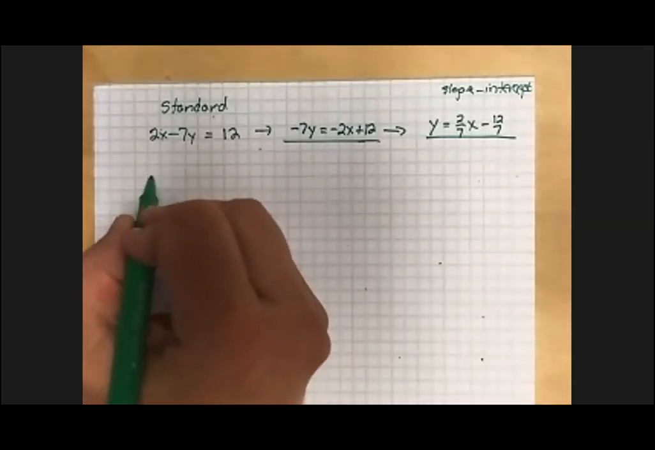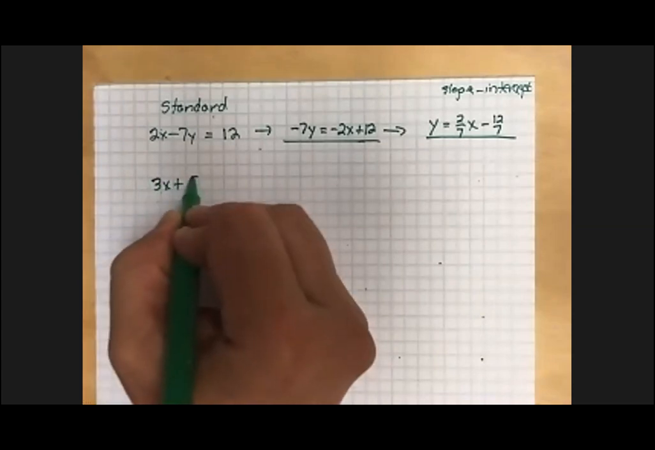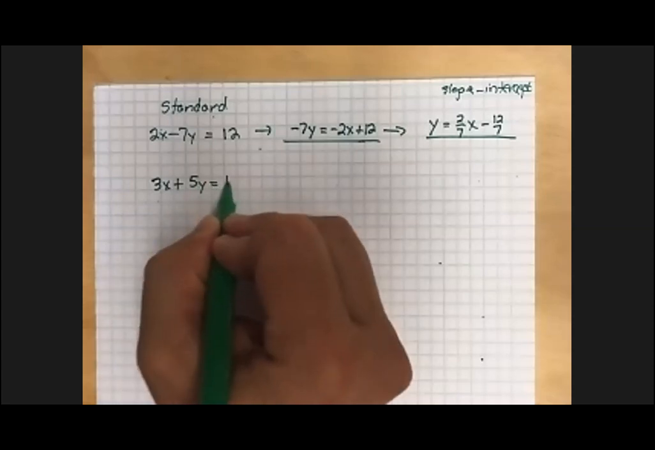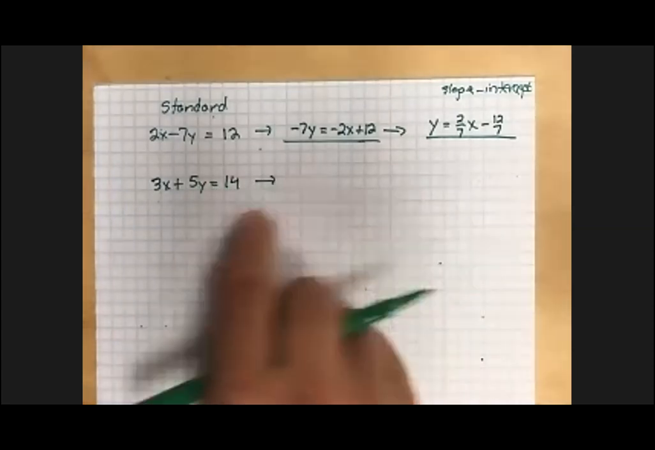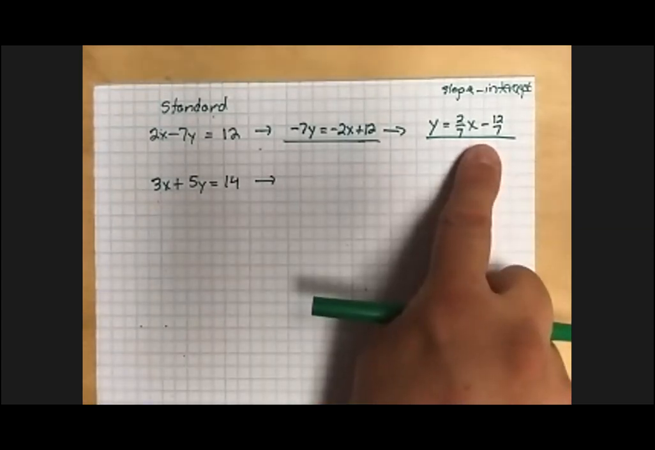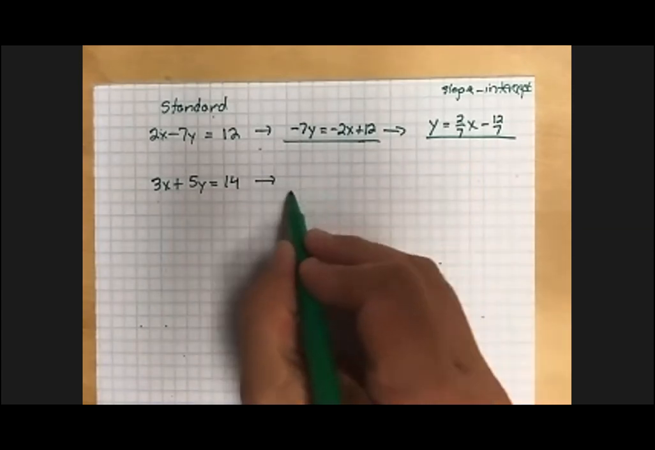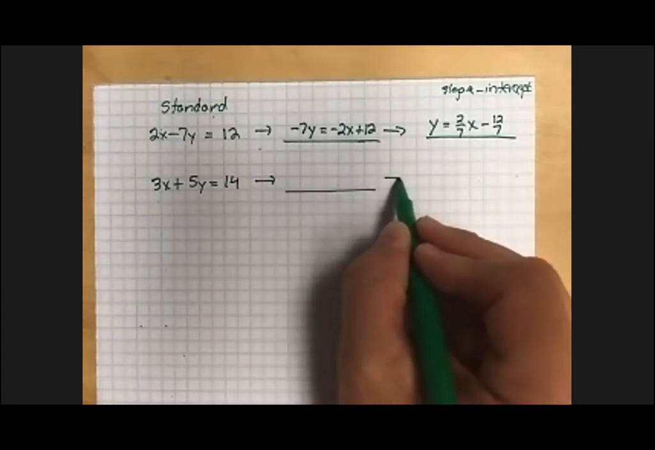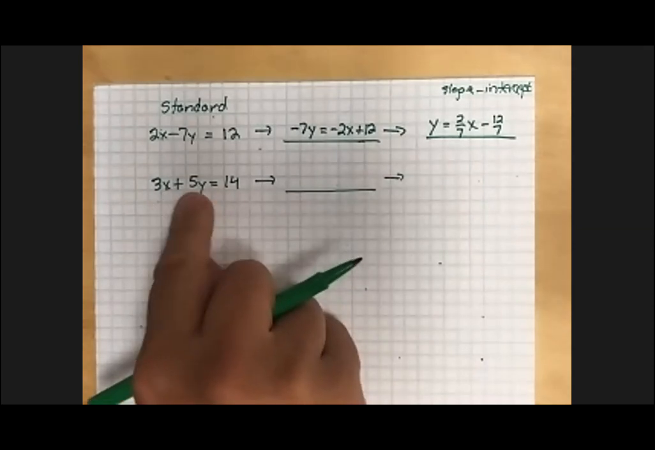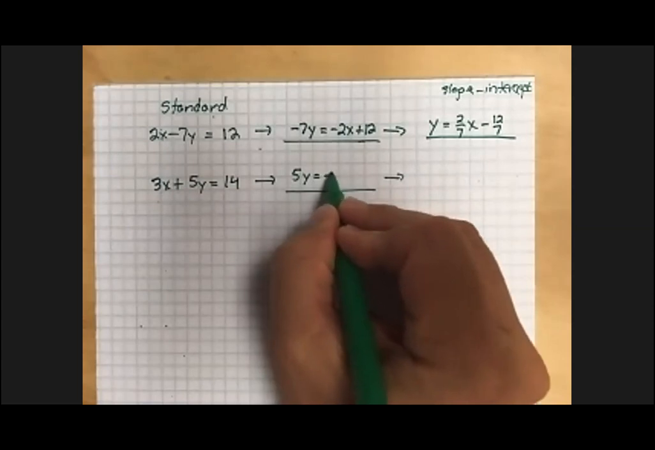Try it again. What if I said 3x plus 5y is 14? Sometimes it's easier, sometimes it's harder. Sometimes it's going to involve fractions, sometimes it won't. But that doesn't stop you. You just do the 2 steps. First step, get the y term by itself. Subtract 3x.